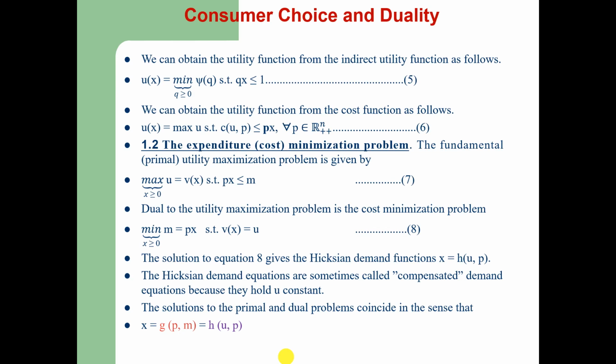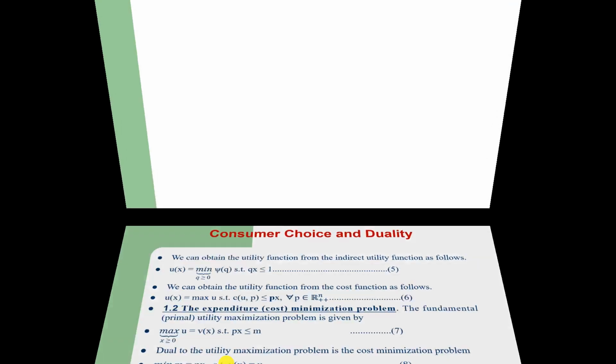So it means in the primal problem, in the Marshallian demand function, we have prices of goods and consumer money income, whereas in the compensatory demand function or the Hicksian demand functions, we have utility target shown by U and prices of goods by P.